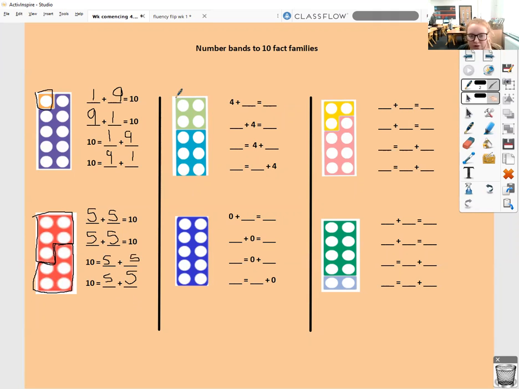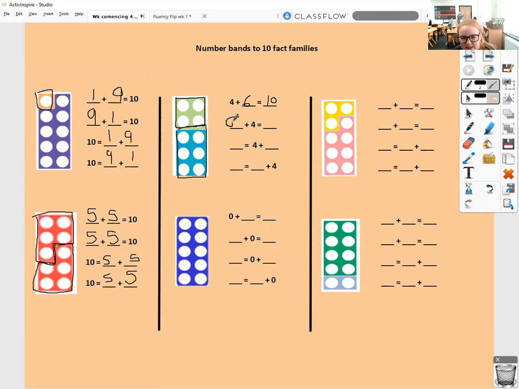So we are starting with one of our parts. My number sentence already told me that my first part is 4. 4 plus how many more? 4 plus 6 more equals my whole. My whole is 10 because we are doing number bonds to 10. What is my fact family for that number bond?